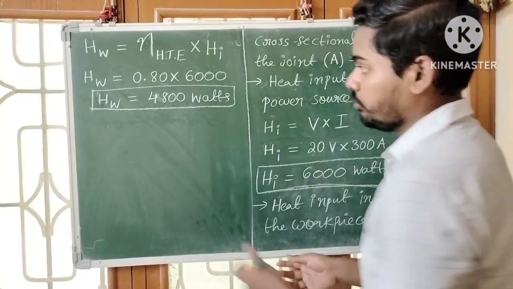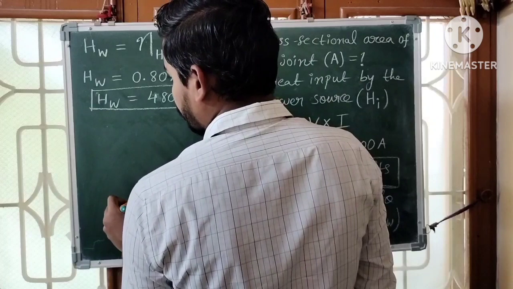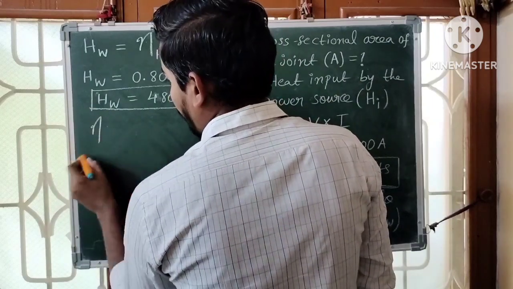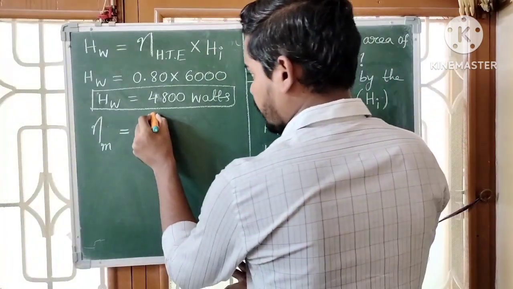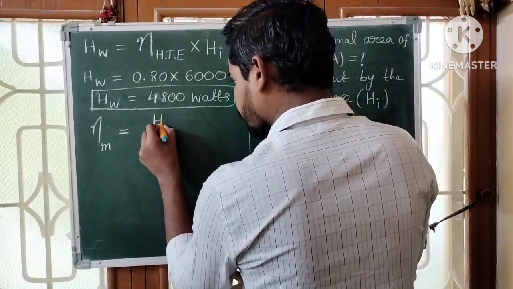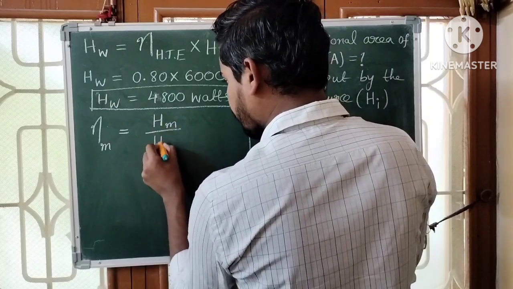So next we have one more formula, melting efficiency, eta m. Melting efficiency is equal to HM by HW.